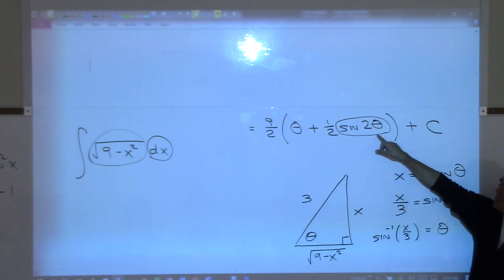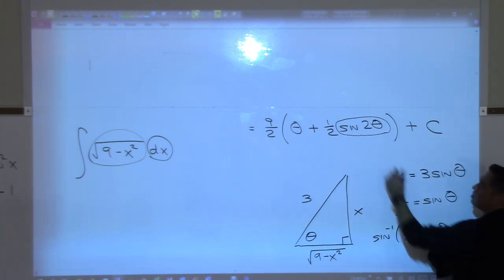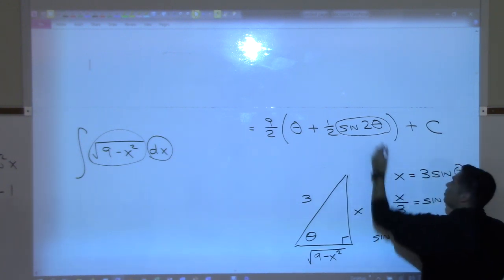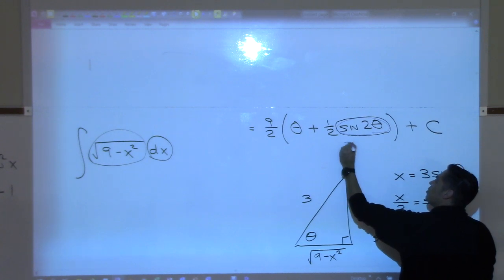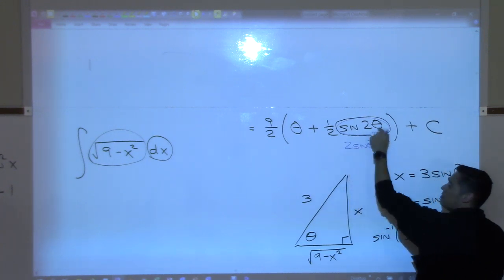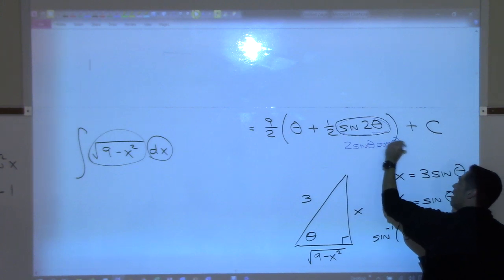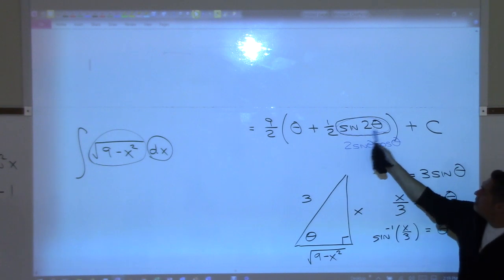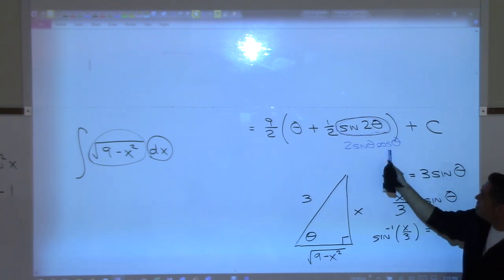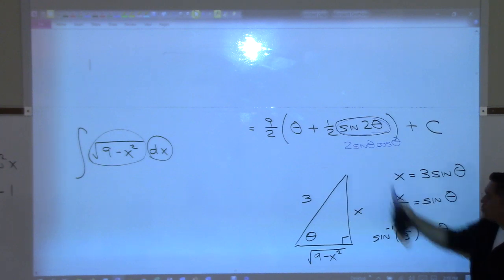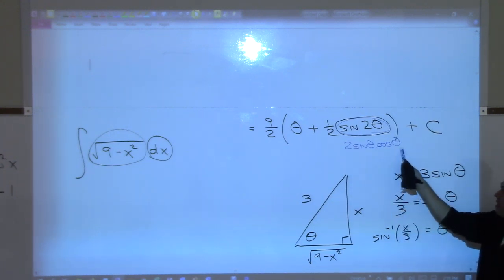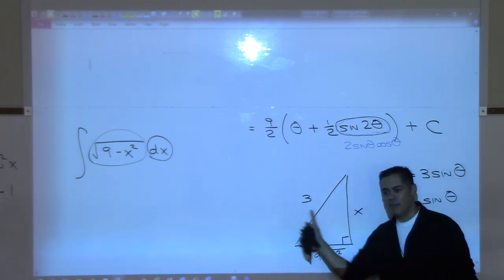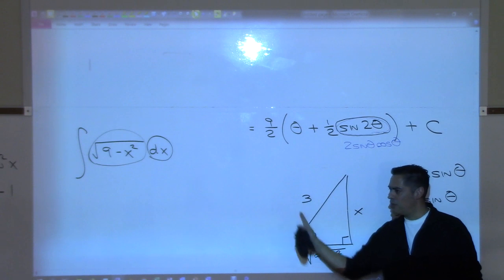We have to first use the double angle identity to make this turn into what? Into 2 sine theta cosine theta, right? Now the benefit of this is that this expression is equivalent to this expression, but it has sine theta, which we know, and it has cosine theta, which we know here: adjacent over hypotenuse, right? Cosine is adjacent over hypotenuse.